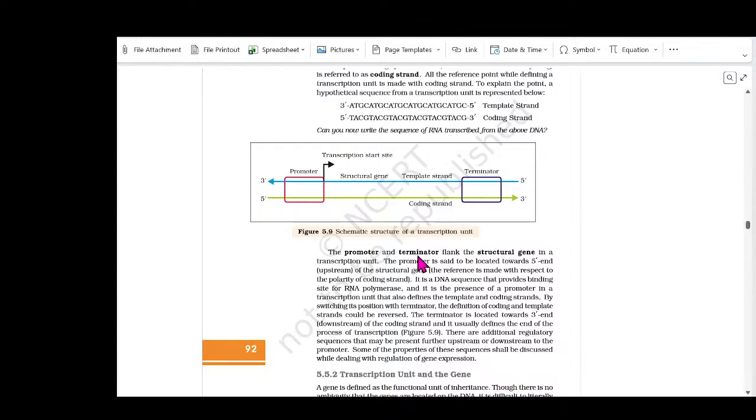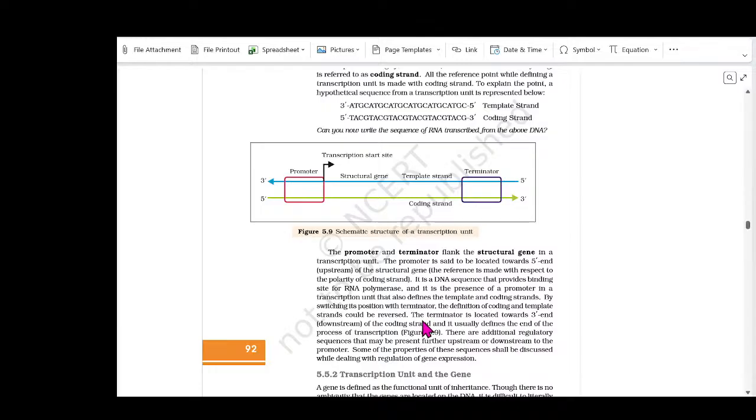The promoter and terminator flank the structural gene in a transcription unit. The promoter is said to be located towards the 5' end, upstream of the structural gene. The reference is made with respect to the polarity of the coding strand. It is the DNA sequence that provides the binding site for RNA polymerase, and it is the presence of a promoter in a transcription unit that also defines the template and coding strand. By switching its position with the terminator, the definition of coding and template strands could be reversed.